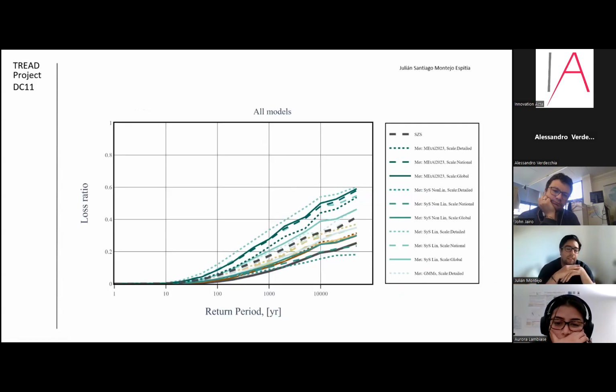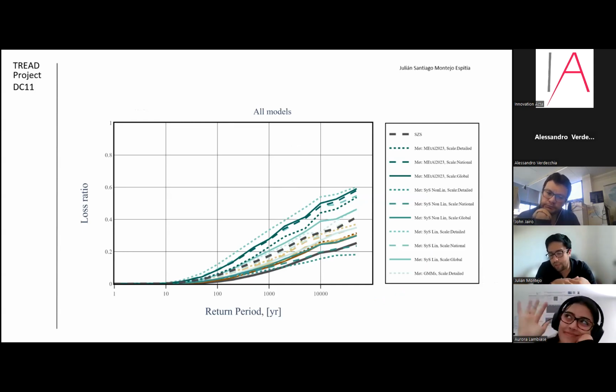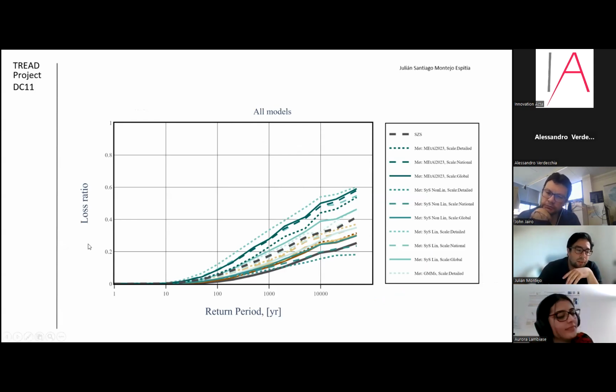So here we can see the big difference. This is a plot comparing all the different approaches, the 20 different approaches. This is the loss ratio, the ratio between the losses and the total value of all the buildings, in terms of the return period. So you can see, for example, for 1,000 years return period, the big difference between all the different possibilities.